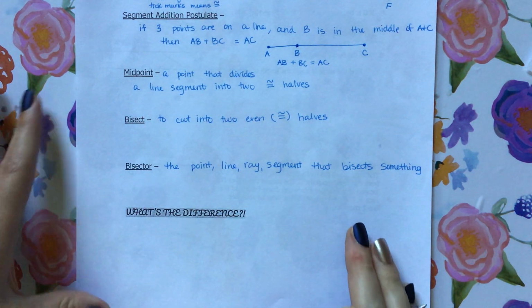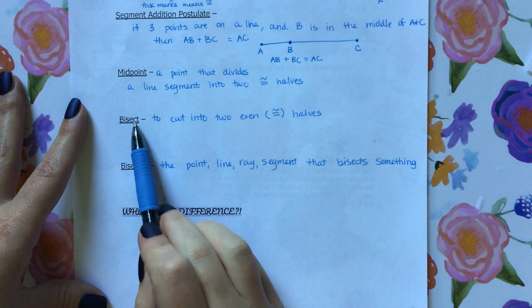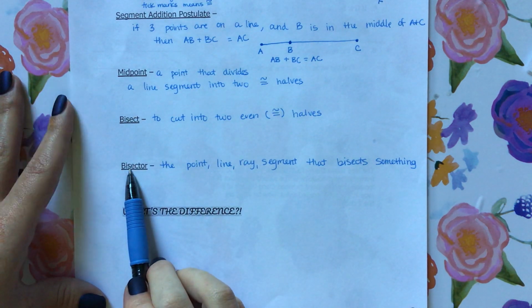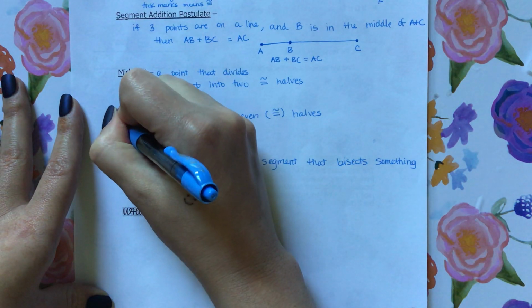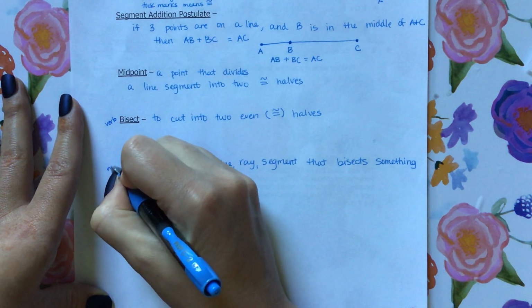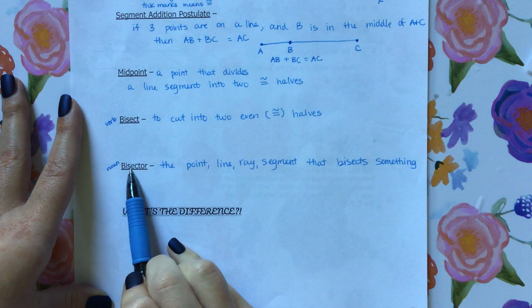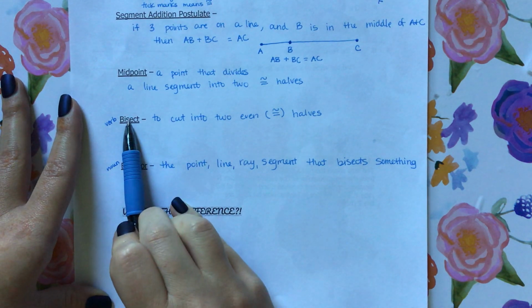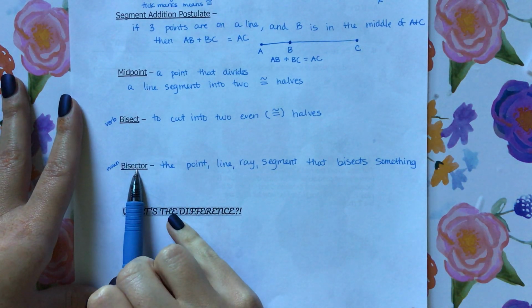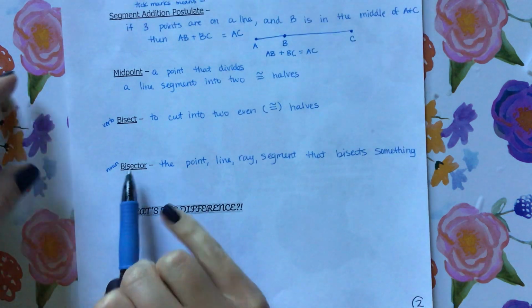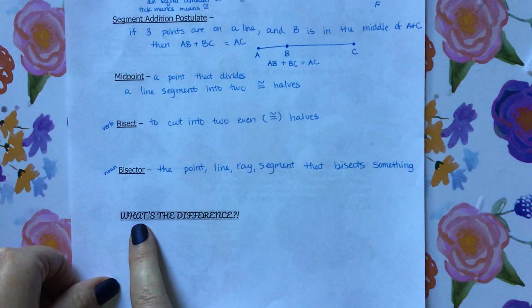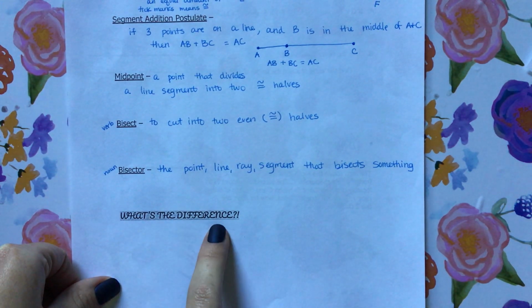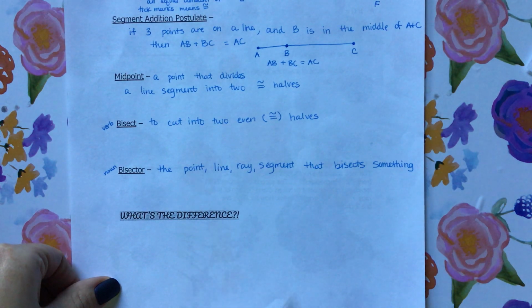All right. First of all, bisect versus bisector. This is just a verb versus noun type thing. So the bisector bisects something, just like a plow plows a field. It's the same word, but it's used as a different form of speech. Okay, or part of speech, I guess I should say. So that's one element of the difference.